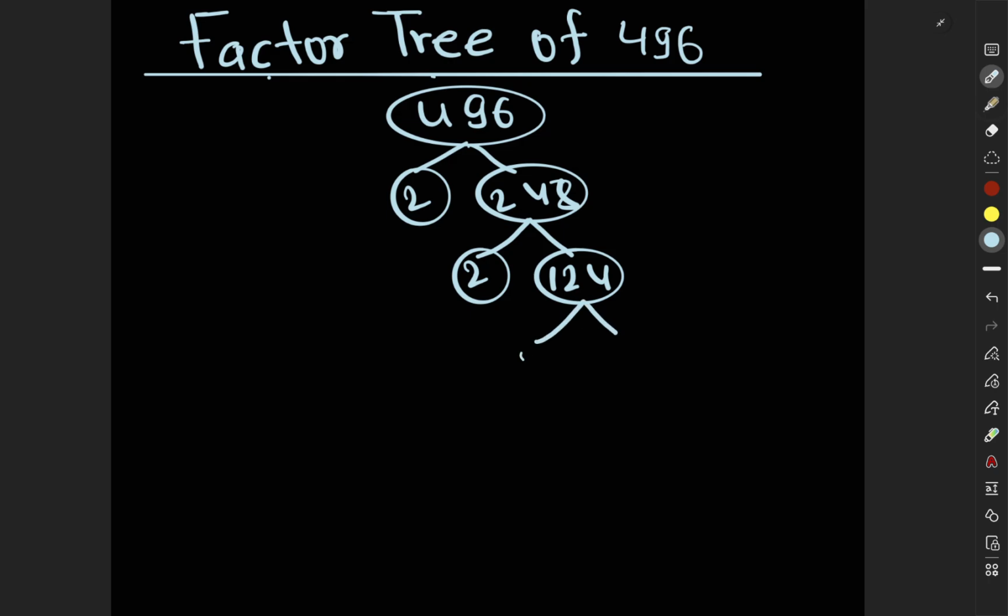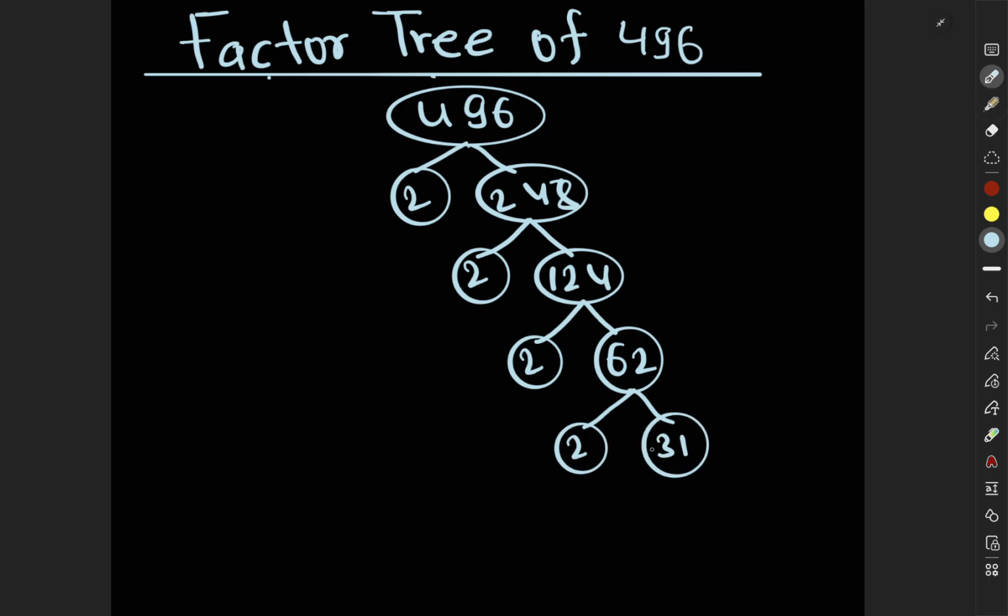124 can be written as 2 and 62. 2 times 62 means 124. 62 can be written as 2 and 31. 2 times 31 means 62.